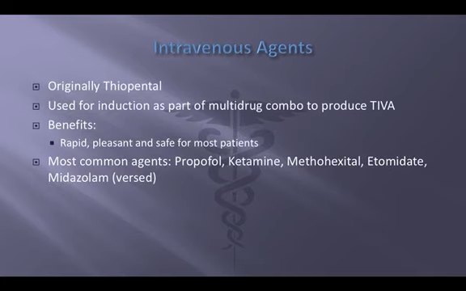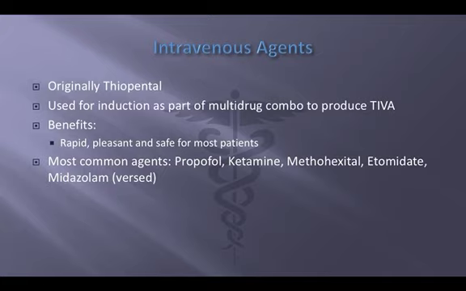If we're talking about IV agents, this is important to know. A lot of our bariatric patients, or all of our bariatric patients, when they're having surgery, are going under total IV anesthesia. So the original agent that was used for IV anesthesia was thiopental. It was part of a multi-drug combo to produce this. The benefits are that it's rapid, pleasant, and safe for most patients.